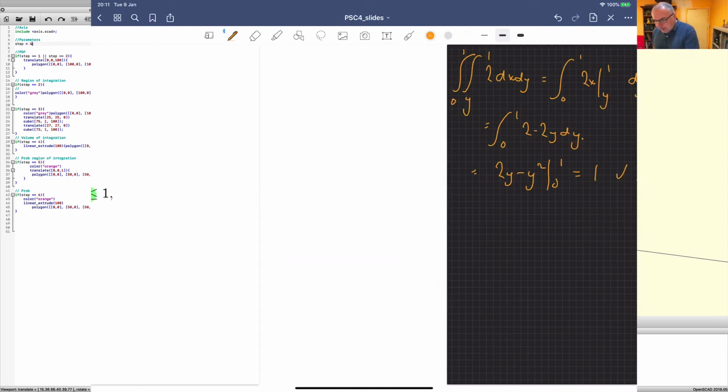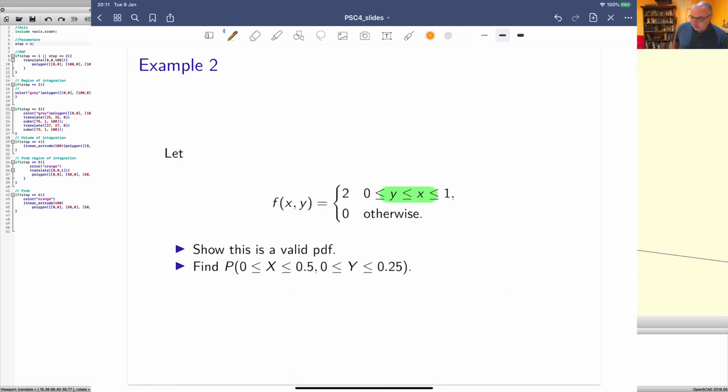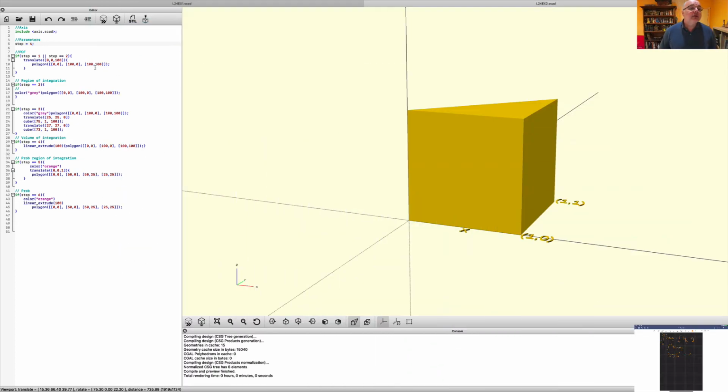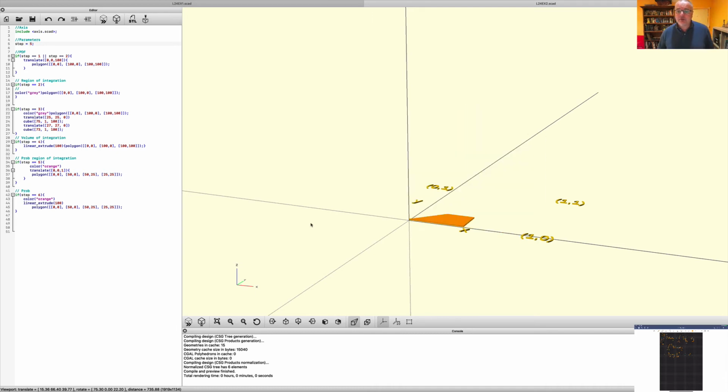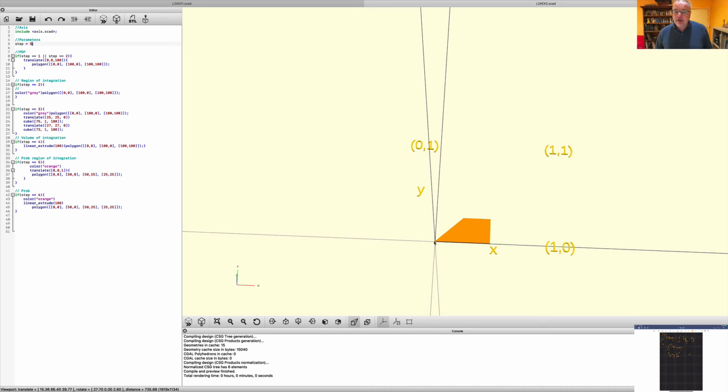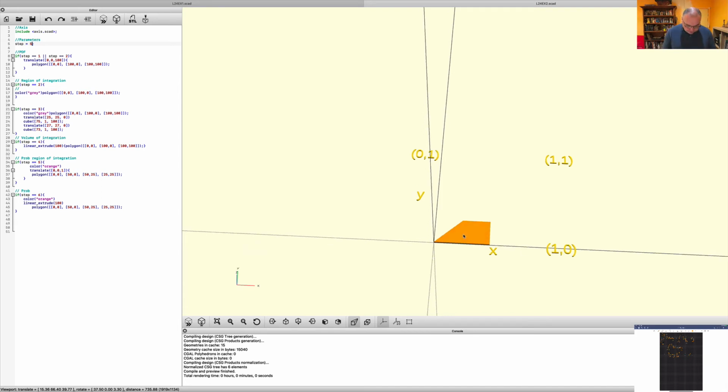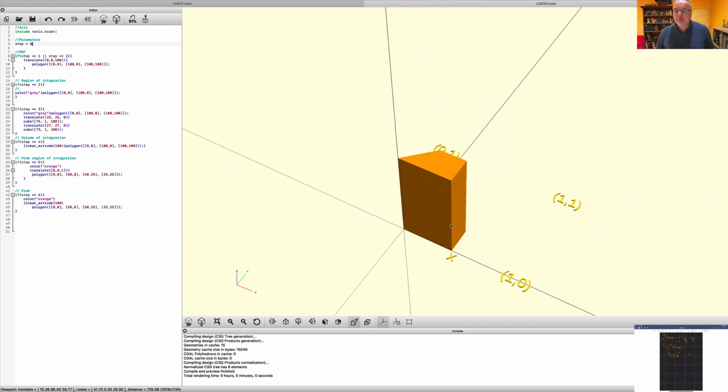In the next one, we need x to lie between 0 and 0.5 and y to lie between 0 and 0.25. So let's have a look at our region of integration. Here's our region of integration now. You've got x going between 0 and 0.5, y goes between 0 and 0.25, but also we've got this extra constraint here that y must be less than or equal to x. So we need to integrate that region, and when we do it, we should get this volume here.